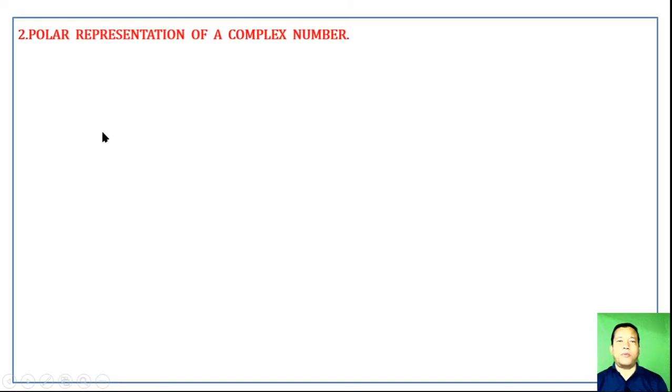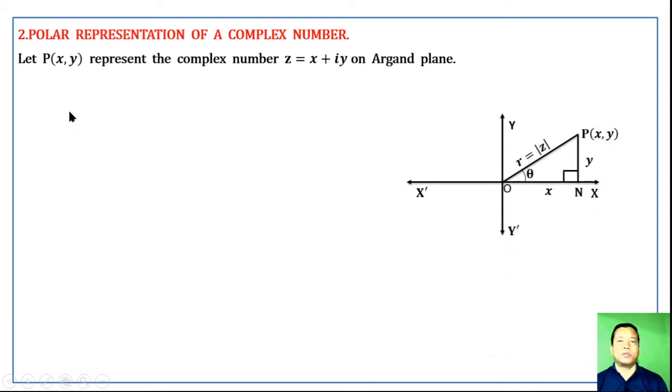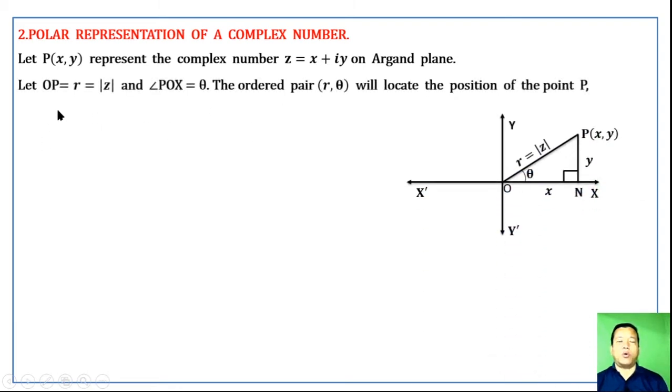Polar representation of a complex number. Let P, whose coordinates are x, y, represent the complex number z equal to x plus iy on the Argand plane, as in this picture. Let OP, the distance between O and P, be equal to r, which is modulus of z, and angle POX be theta.